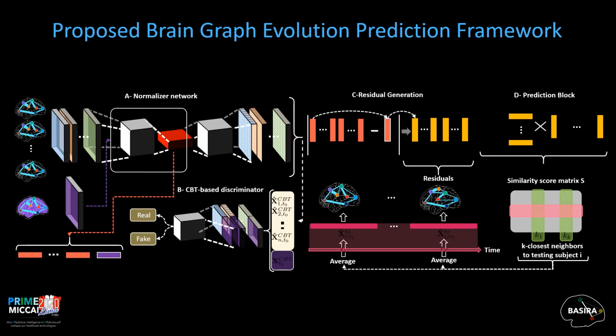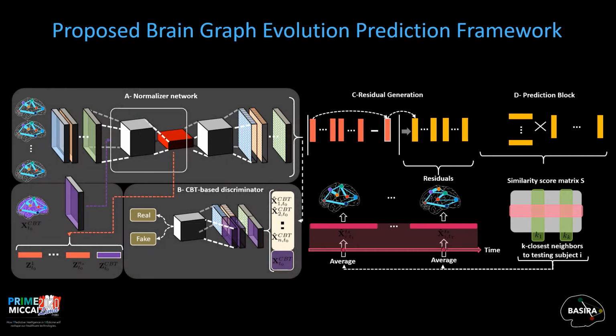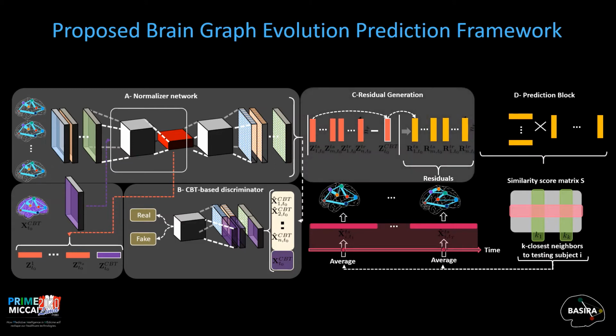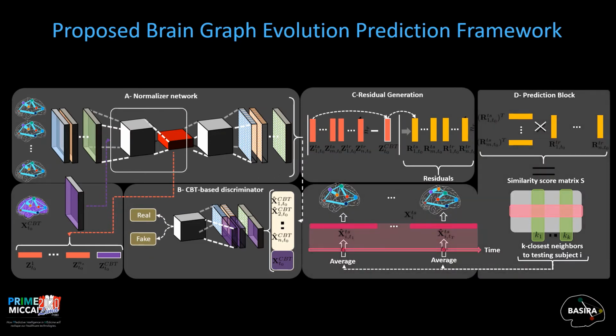As an overview, first we learn to normalize the brain graphs with our normalizer. Then we embed brain graphs and the CBT using the normalizer. After that, we generate residuals with the embeddings. We construct the similarity score matrix and select the best similar brain graphs and predict the evolution.